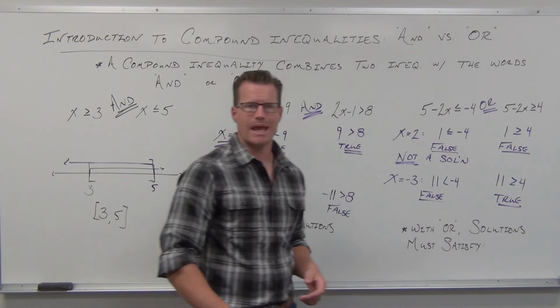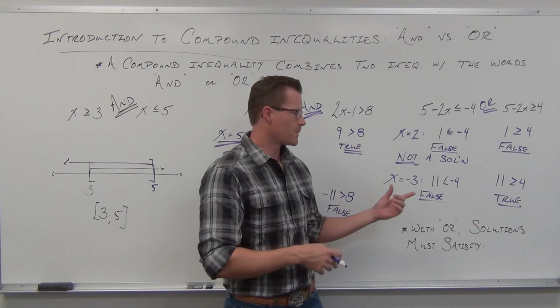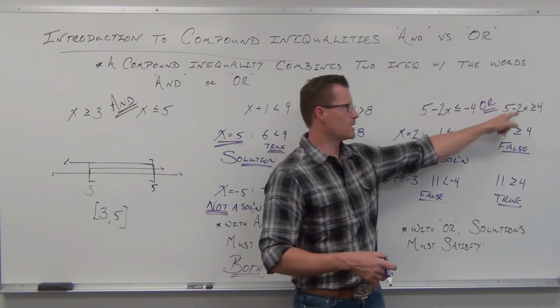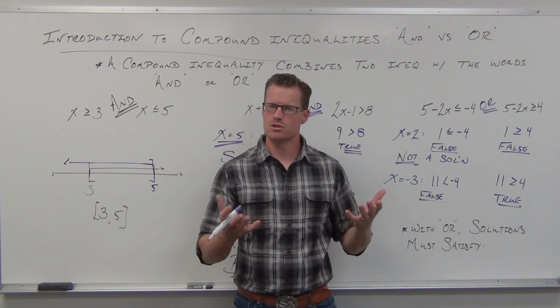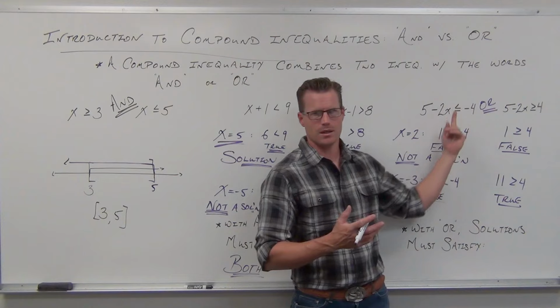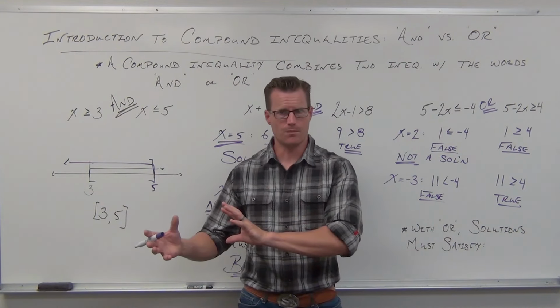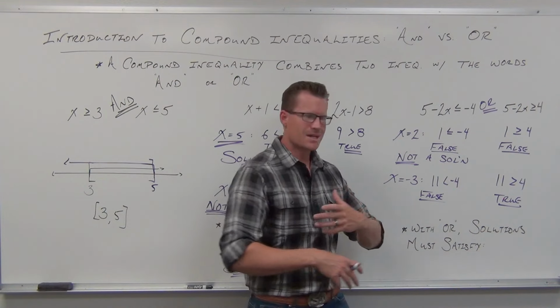And here's the difference between and or just one more time. This is a solution. You see with or, it didn't work here, but it did work here. Numbers have to be solutions for or if they satisfy at least one inequality. It could be more. It could satisfy both. That would be a solution for the word or, compound inequality joined by the word or. But it's got to be at least one of them.